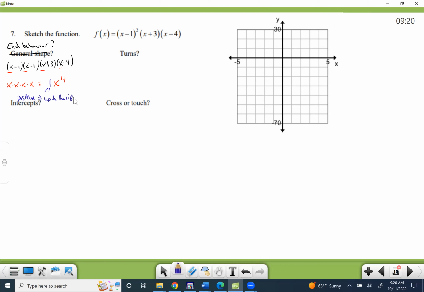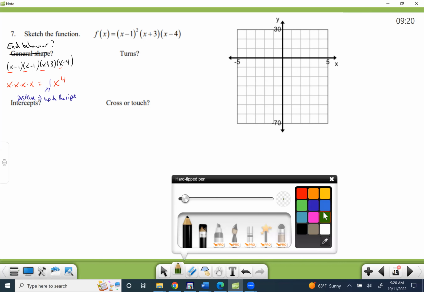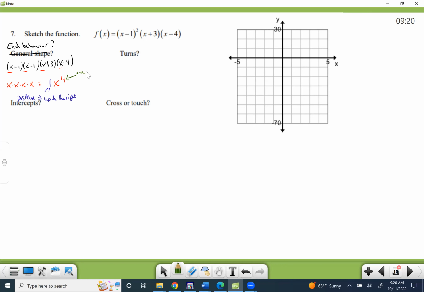I have some students who only memorize the up, and I'm like, okay, that's great. To the right or to the left, right? So you've got to make sure you know that that's to the right. All right, and then if we look at the 4, since that's even, the left will do the same. Left is same. So for end behavior, it went up to the right. It's also going to go up to the left.